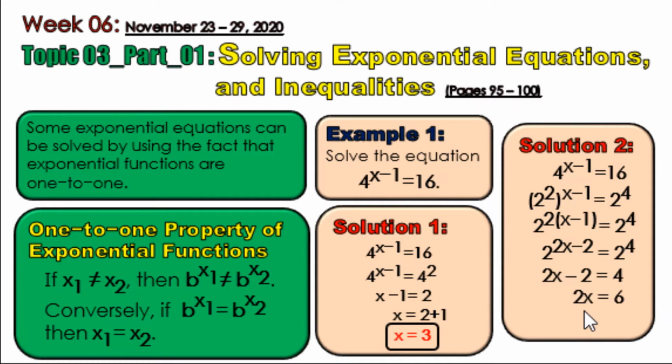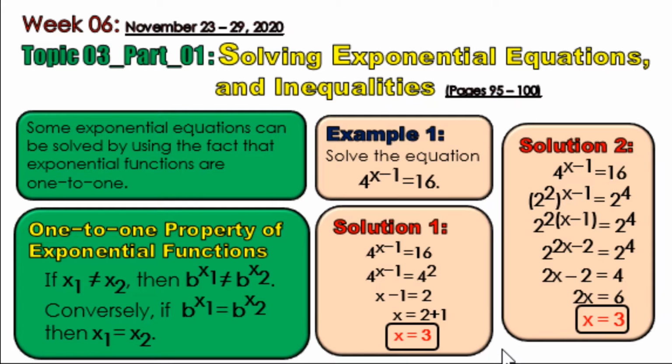Applying the addition property of equality, 4 plus 2 equals 6. Then we divide both sides of the equation by 2 to get the value of x. So 2x divided by 2 is x, and 6 divided by 2 is 3. Therefore the value of x is 3. We have the same answer, which is 3.